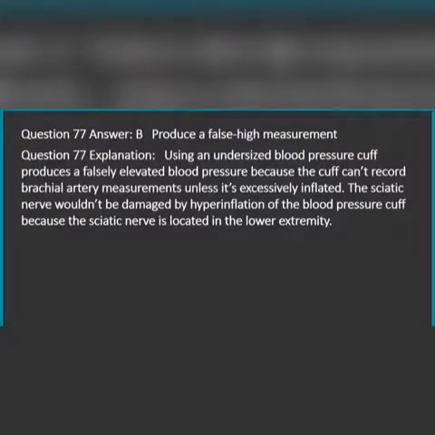Question 77 Explanation. Using an undersized blood pressure cuff produces a falsely elevated blood pressure because the cuff can't record brachial artery measurements unless it's excessively inflated. The sciatic nerve wouldn't be damaged by hyperinflation of the blood pressure cuff because the sciatic nerve is located in the lower extremity.